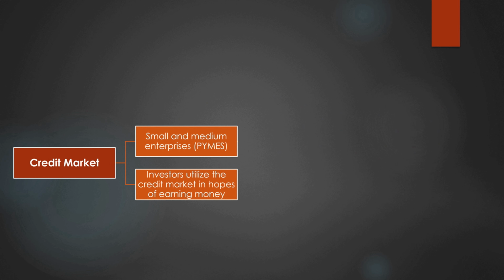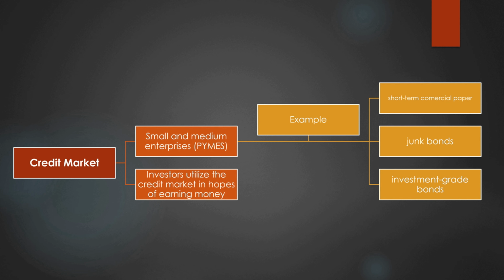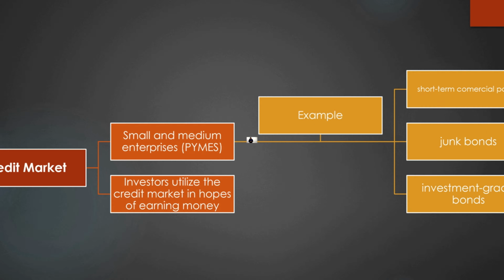Credit market. The small and medium enterprises, PYMES, and investors utilize the credit market in hopes of earning money. For example, short-term commercial paper, junk bonds, and investment-grade bonds.